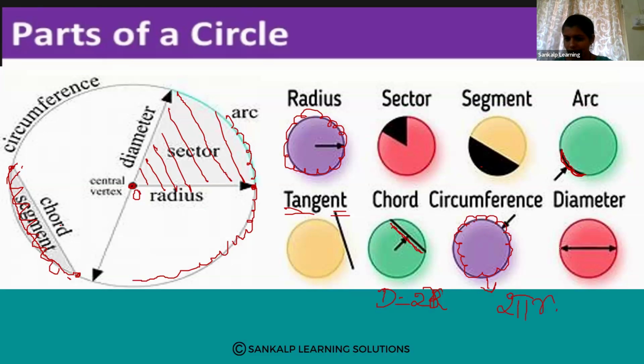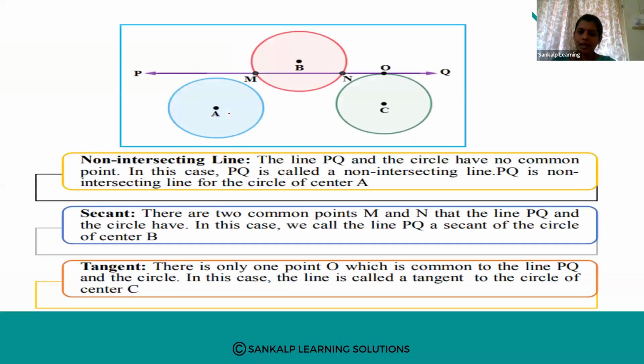Next is diameter. The line which is passing through the center of the circle, we call a diameter. And the biggest chord in the circle is diameter, or in other words, it is called the longest chord. And if you draw a line that just touches the circle, that line we call a tangent. In this year, you are going to study about the tangent and sectors.